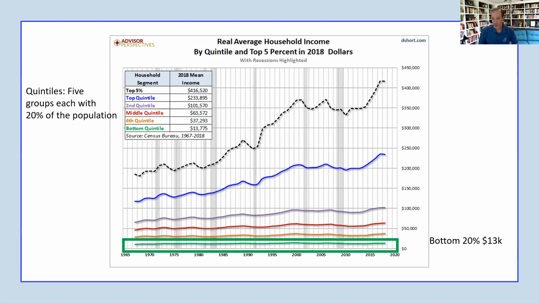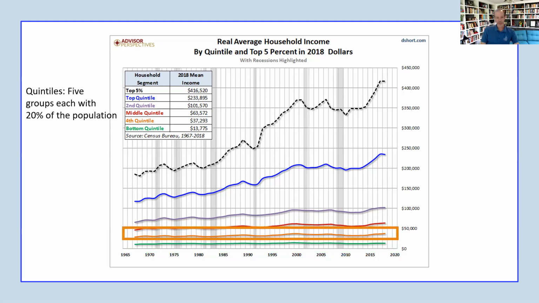Okay, the bottom 20%, the household income is $13,000, right? So that's not a lot of money. The next 20% is a little bit higher. But one thing you'll notice across this, the green, the orange, and the red, and even the next one up a little bit, is that these numbers have basically stayed the same over time. So what that's telling you is the household income is not increasing, right? Once you take inflation into account. So people's paychecks might look bigger, but things cost more. That's inflation.